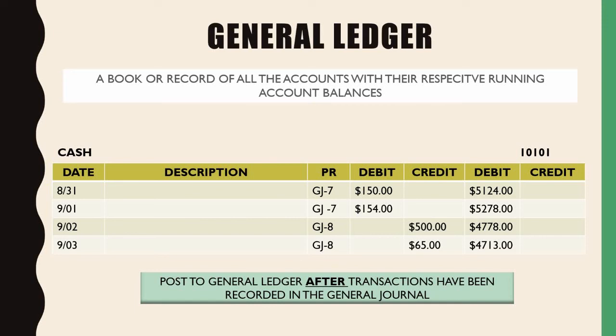Which increased my bank account by $154, so my account balance is now $5,278. I wrote 2 checks right here, credit on both sides, for $500 and then $65. So then that's going to give me an account running balance. It's going to update my account so I know how much money I have in each account.